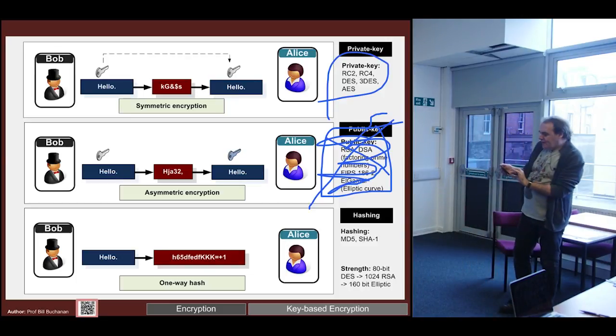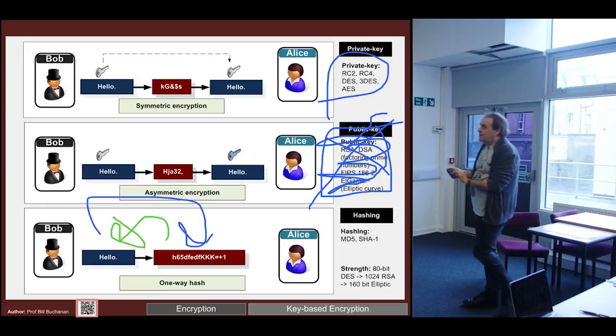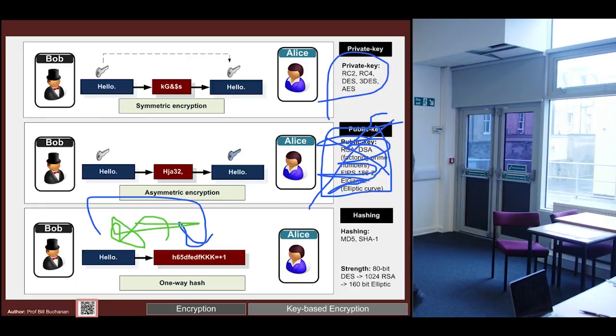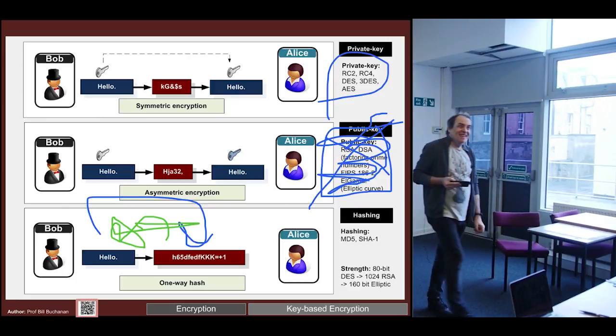And then at the end, we've got a one-way hash. It shouldn't be possible for you to go back the way from there. Mathematically, it's not possible. But how do you crack that?